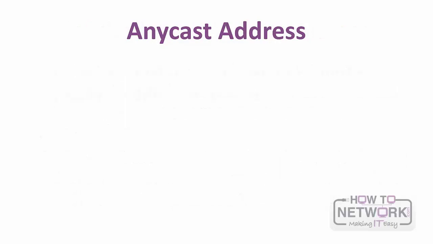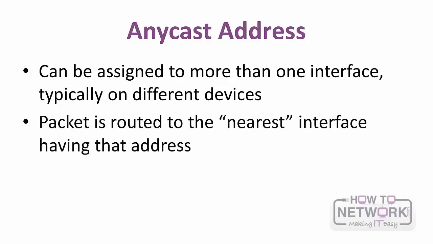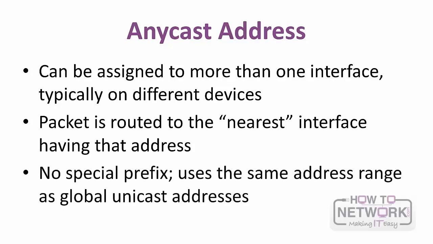An IPv6 Anycast address is an address that can be assigned to more than one interface, typically on different devices. In other words, multiple devices can have the same Anycast address. A packet sent to an Anycast address is routed to the nearest interface having that address, according to the router's routing table. There is no special prefix for an IPv6 Anycast address. An IPv6 Anycast address uses the same address range as global unicast addresses.